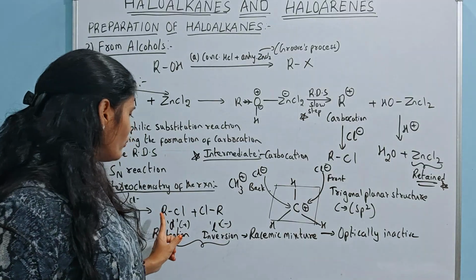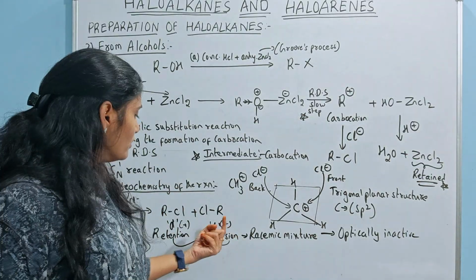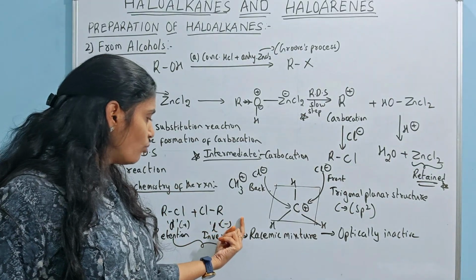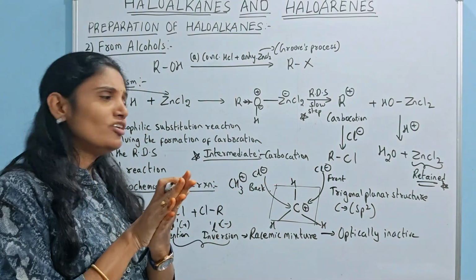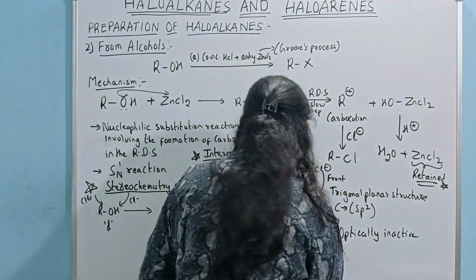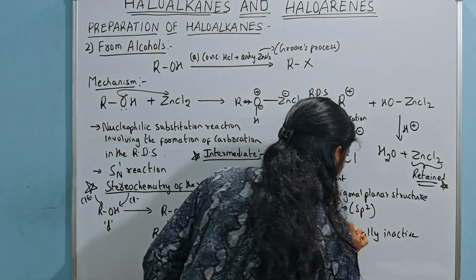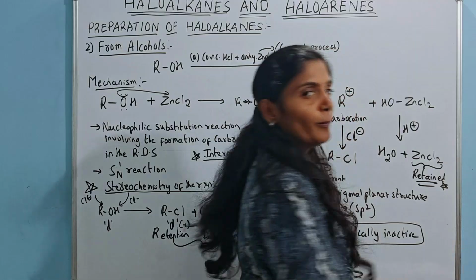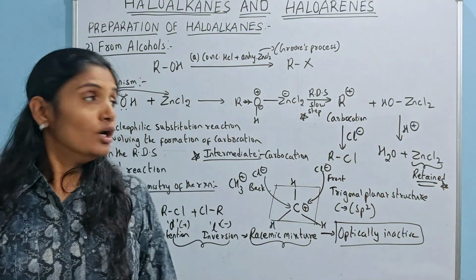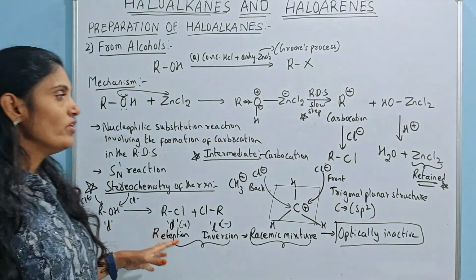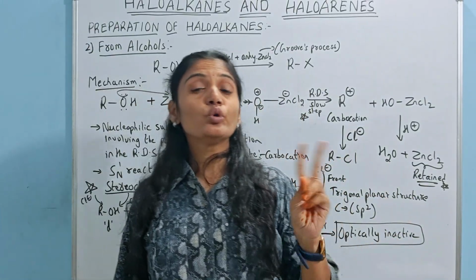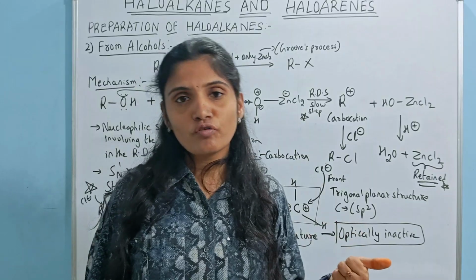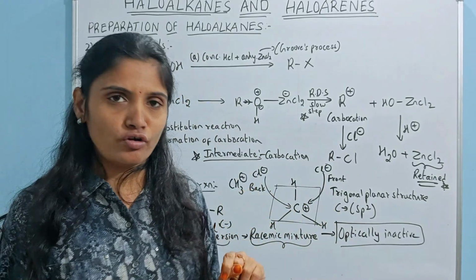How much rotation is happening to the right side, that much rotation will happen by this compound towards the left side. So this rotation has been cancelled by this rotation, and ultimately the racemic mixture will be optically inactive. Clear? So this is about the stereochemistry of the reaction. Whatever haloalkane you are getting, you will get the haloalkane with two configurations. One is the retention configuration and the other is the inversion configuration.